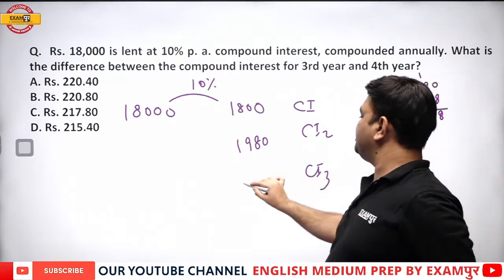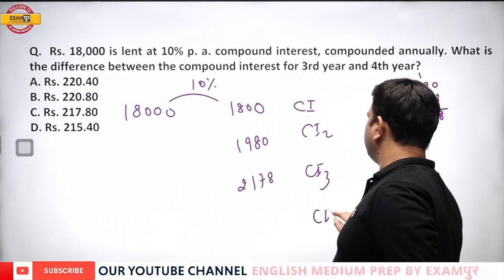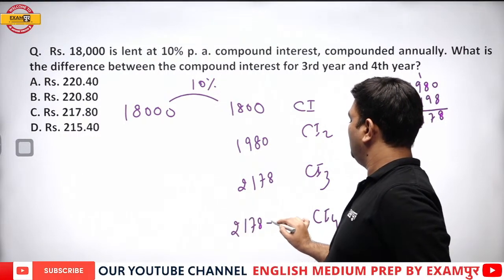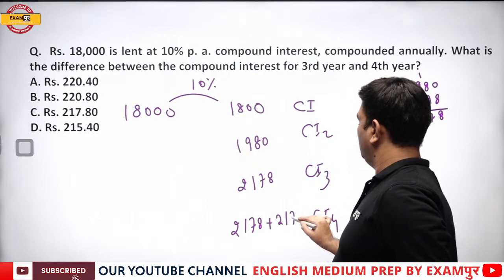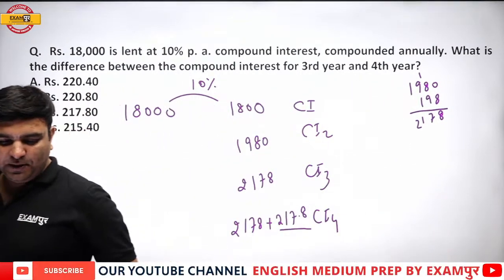So 2178. And fourth year you will get 10% more.